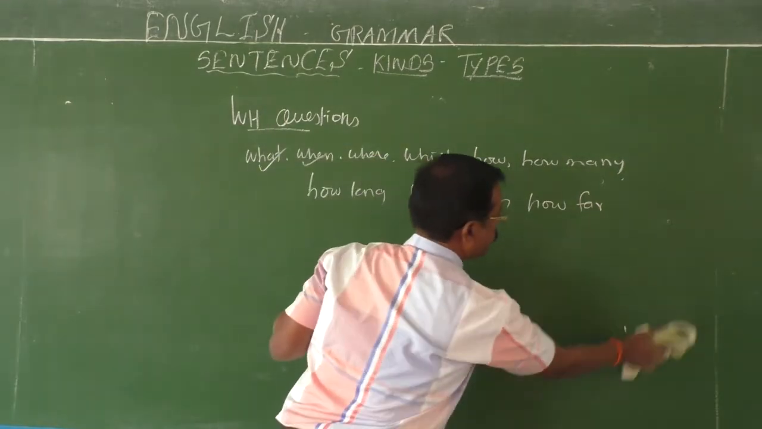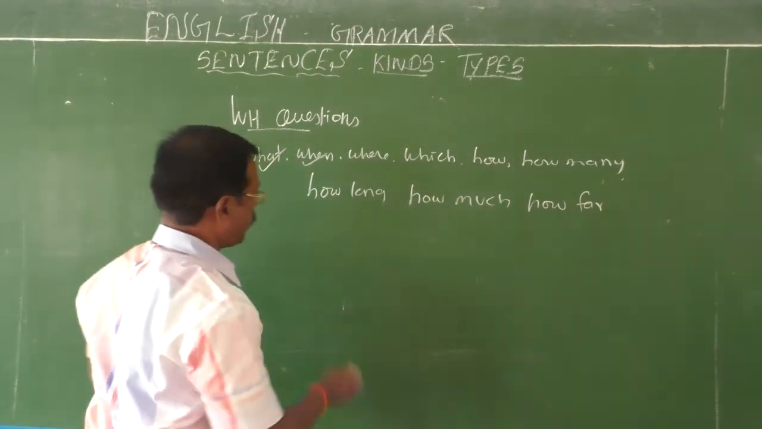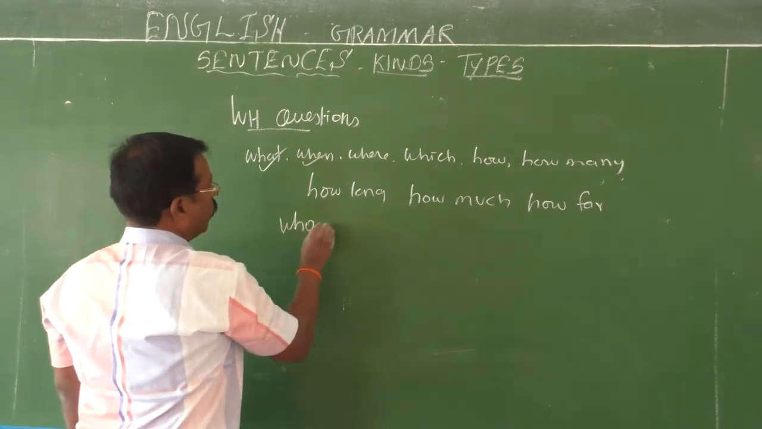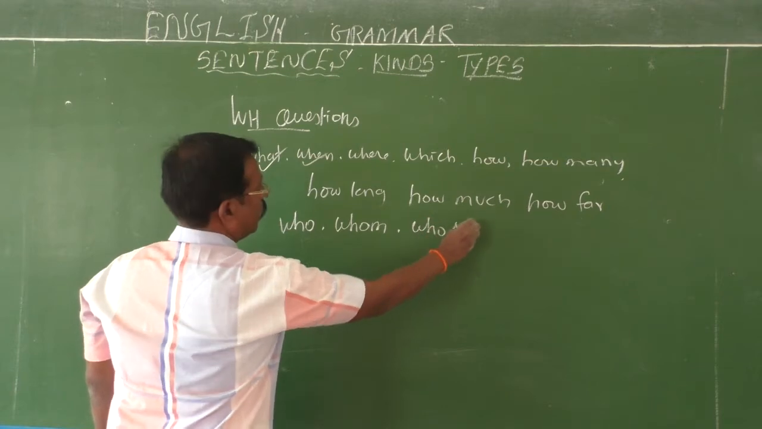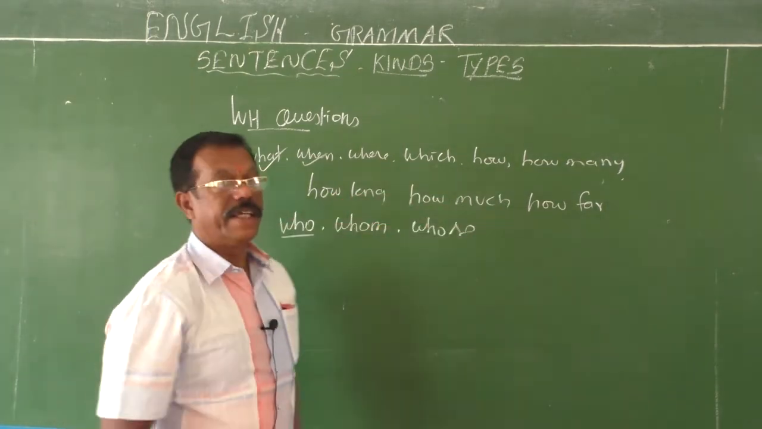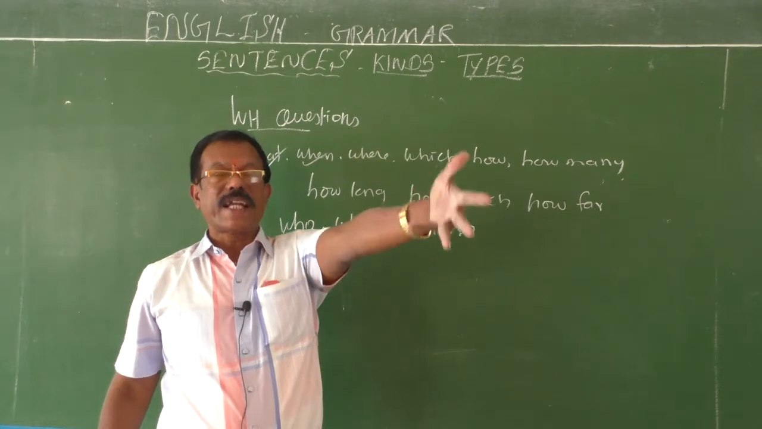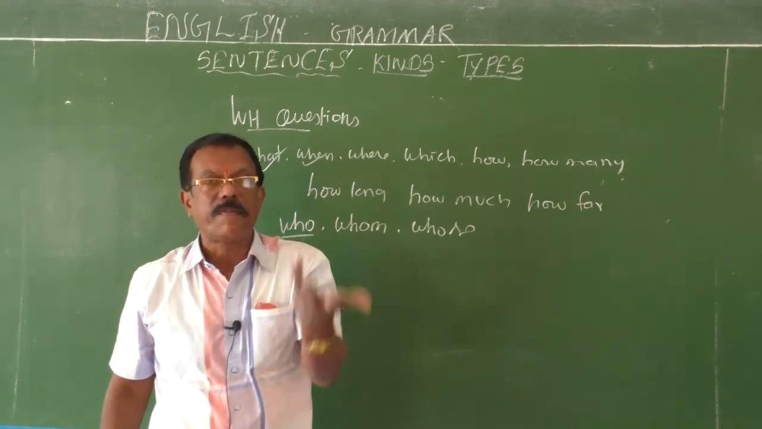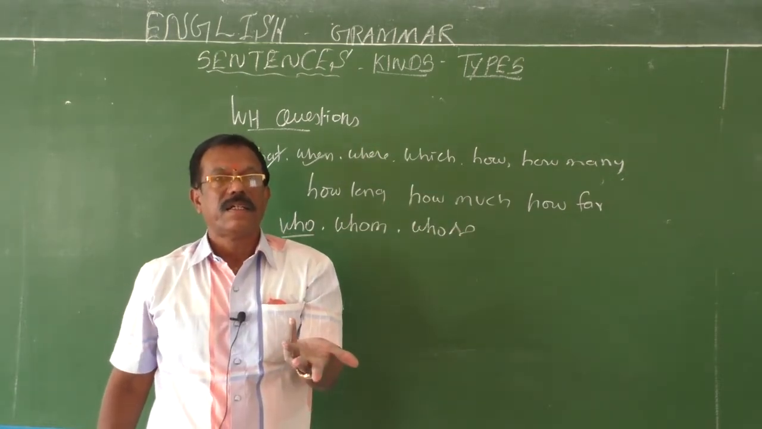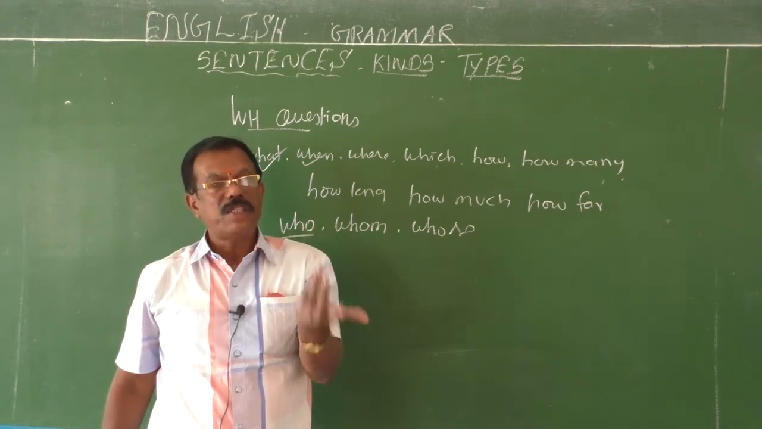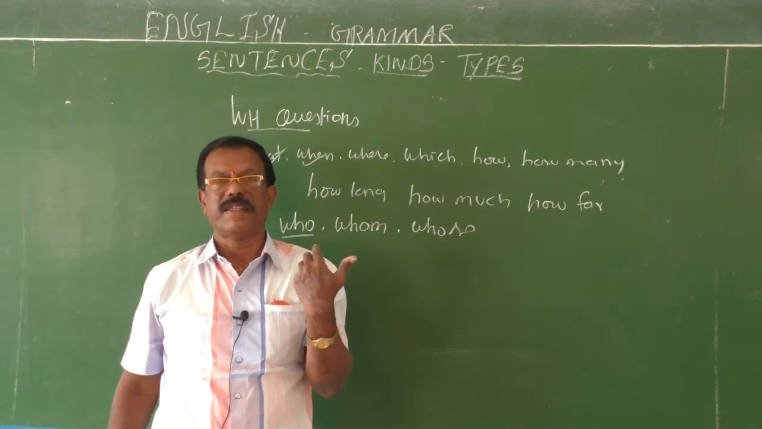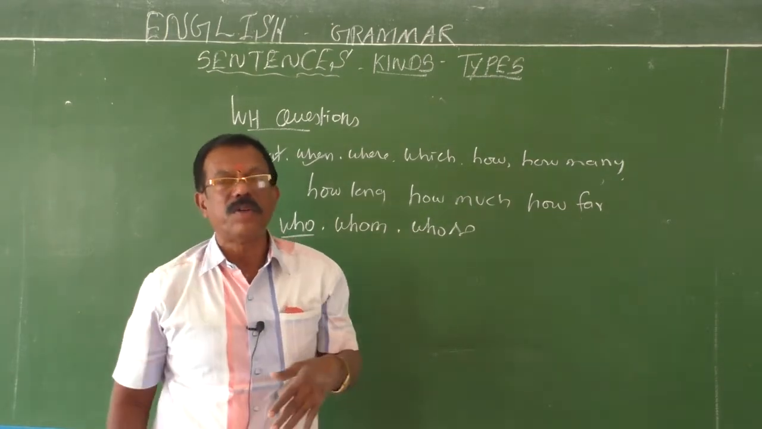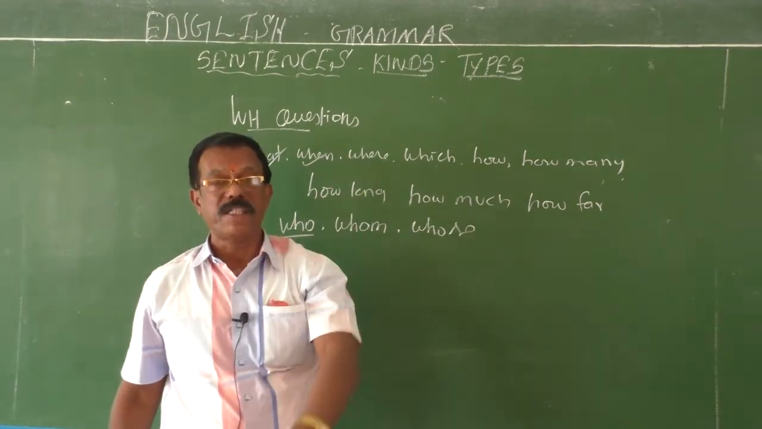To refer to persons: who, whom, and then whose. Who is he? He is my friend. Who is your class teacher? Who is your principal? Who is your best friend in the class? You can ask many questions like this. Who is the author of this book? Who is the poet of this poem?